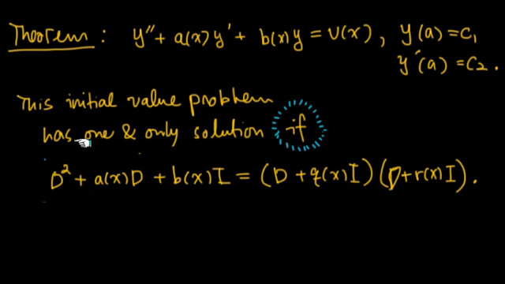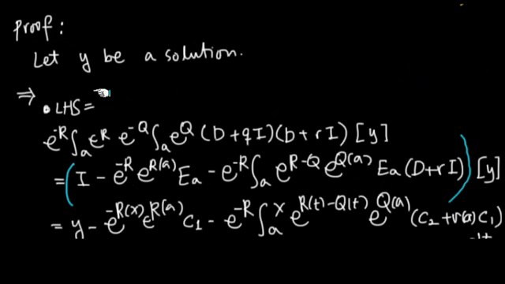We're claiming that this initial value problem has one and only one solution if this operator factors like this, as a first-order operator multiplied by a first-order operator, in the operator algebra. Our proof is straightforward. First, uniqueness. Suppose y is a solution, and I did the left-hand side calculation after I apply this operator.